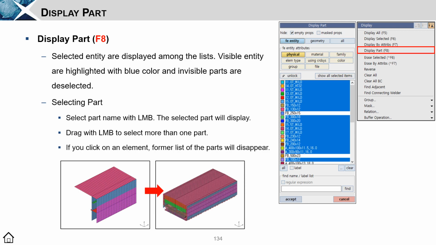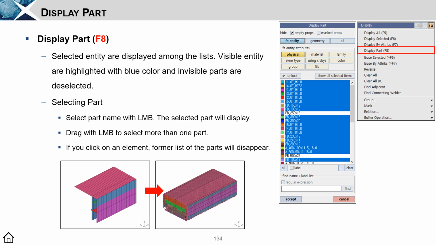Display part is a command that separates only the element and geometry parts from the F7 command. Selected entities are displayed among the lists. Visible entities are highlighted with blue color and invisible parts are deselected.